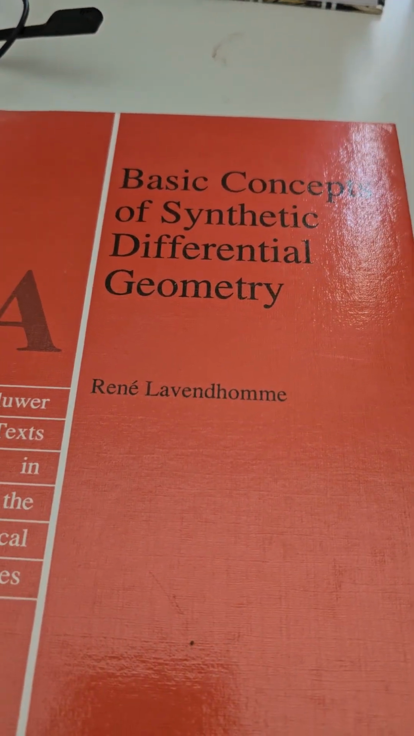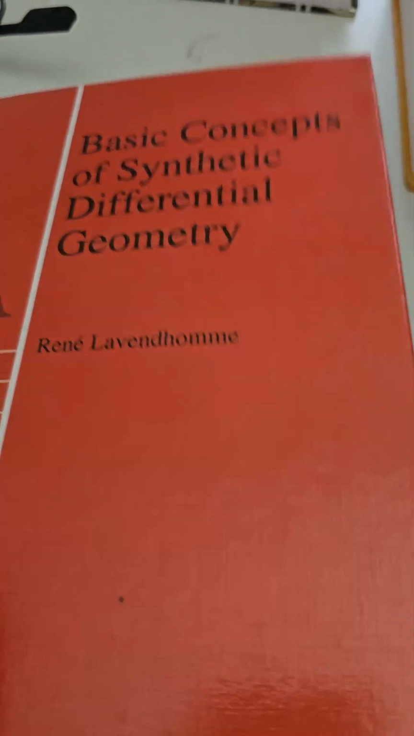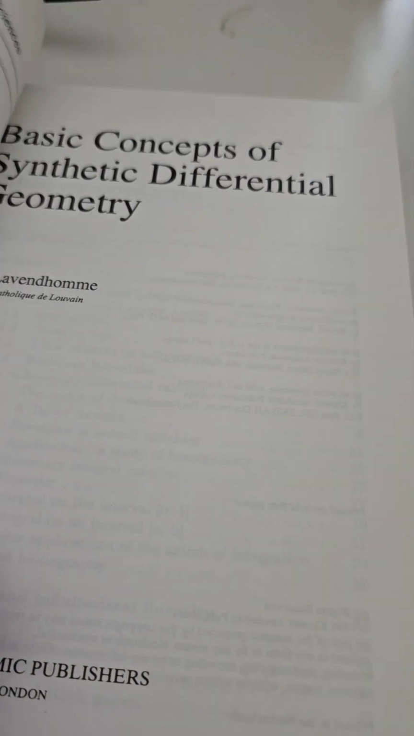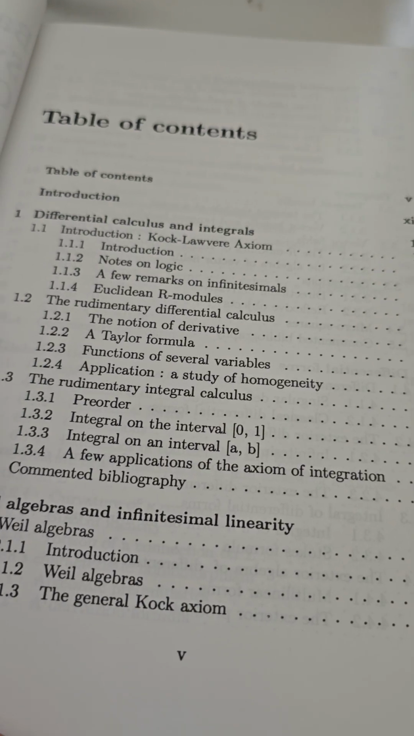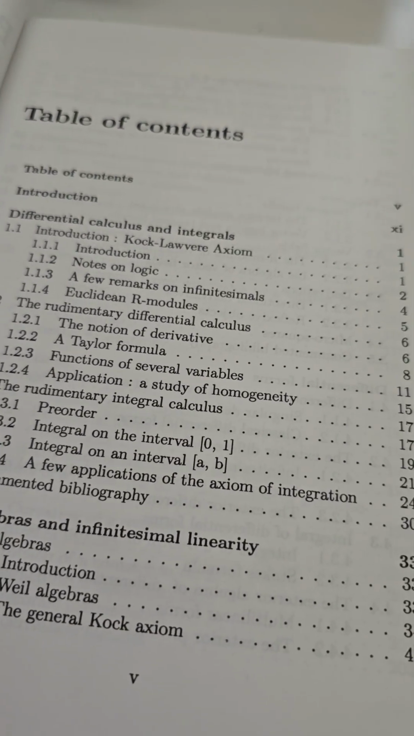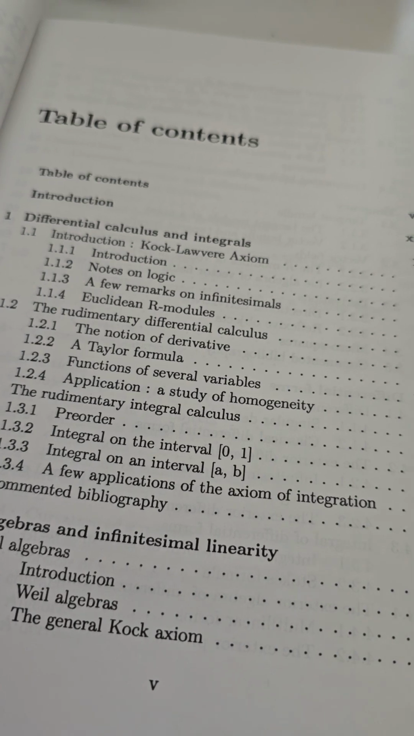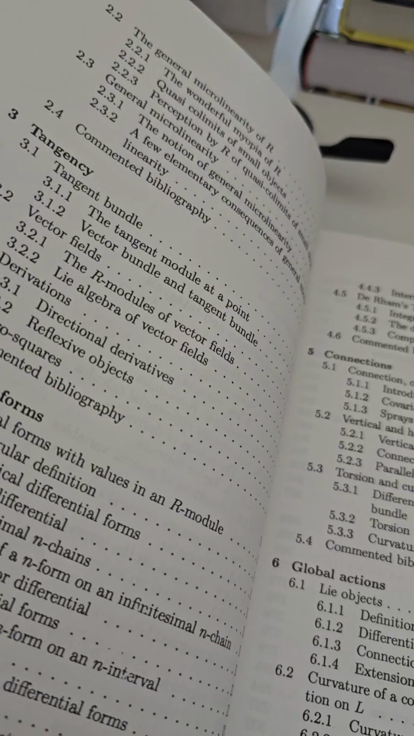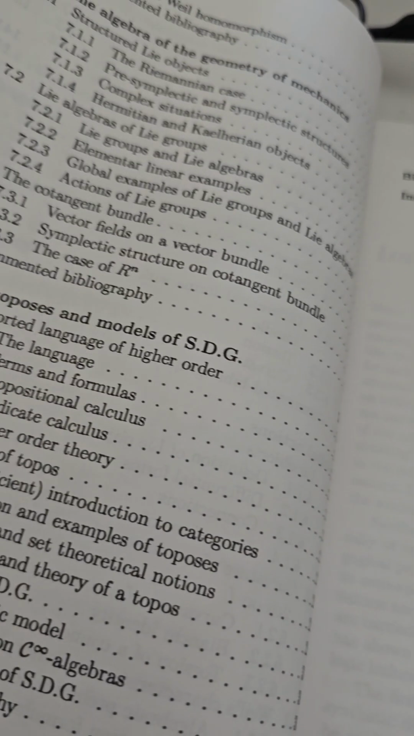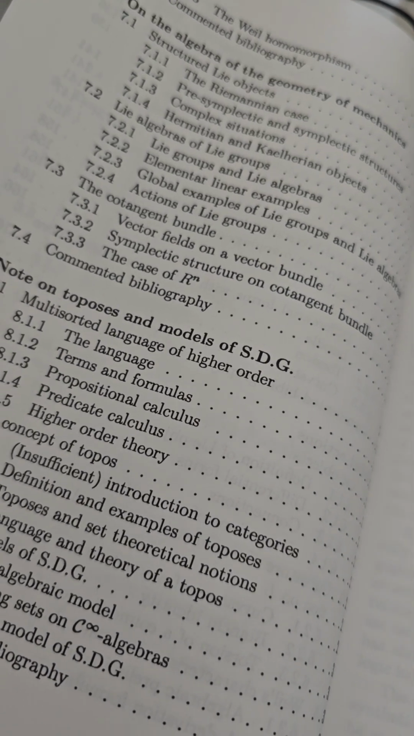The final book I want to talk about is this book by Lavendhomme, Basic Concepts of Synthetic Differential Geometry. Synthetic differential geometry is basic differential geometry, dealt with in a very different way, dealt with using the concept of infinitesimals. This is not a physics book. This is not a non-rigorous book. This is a very, very rigorous book. Maybe it's even beyond grad level. Like here in the final chapter, it talks about topos theory, and some heavy category theory.